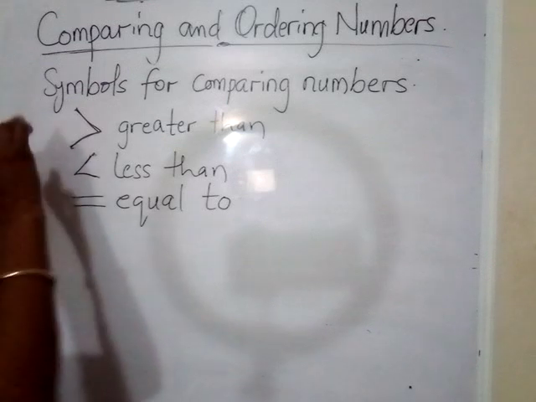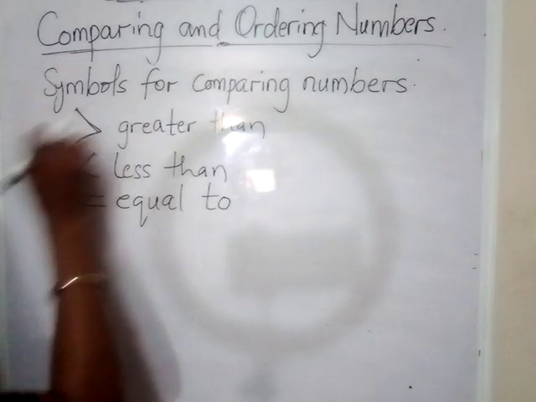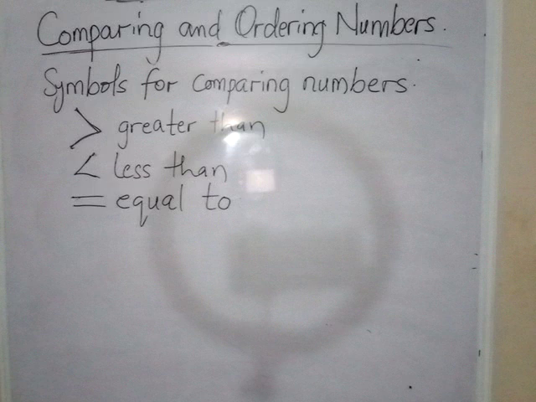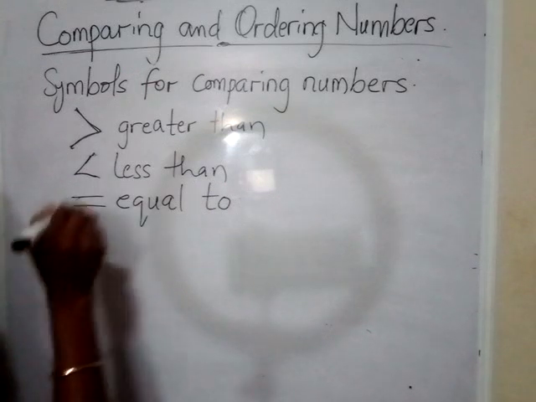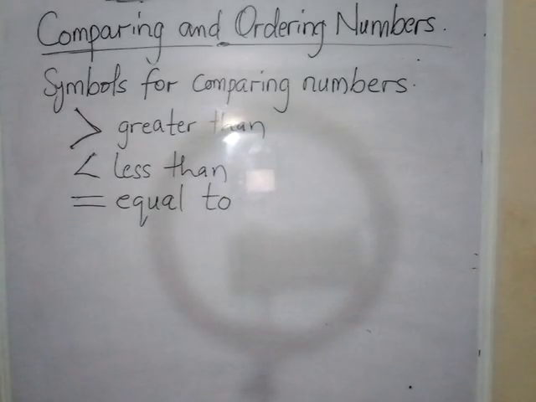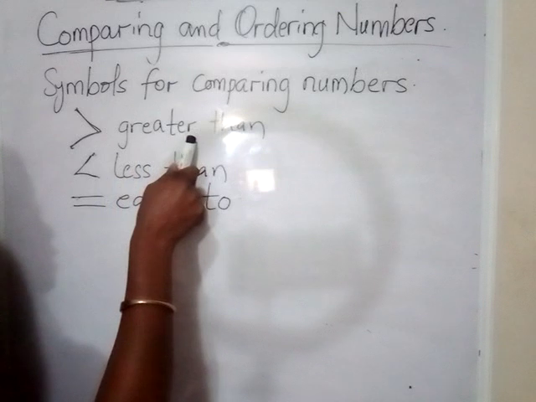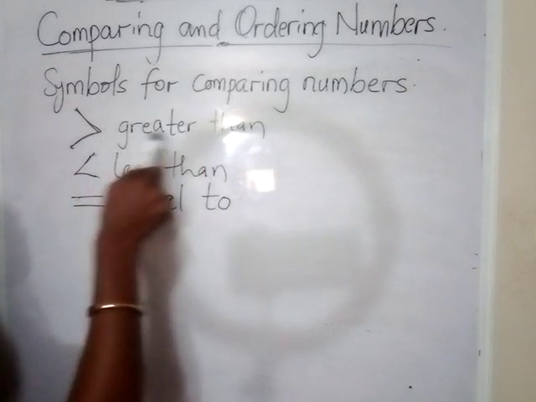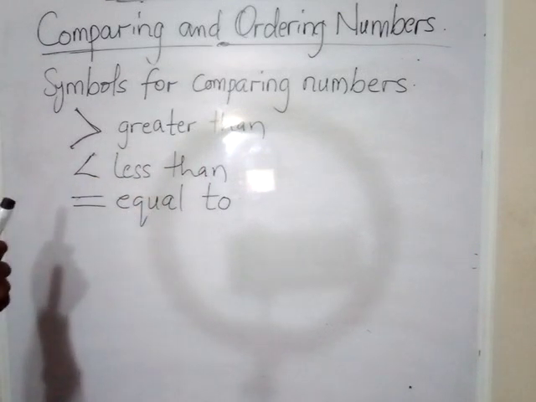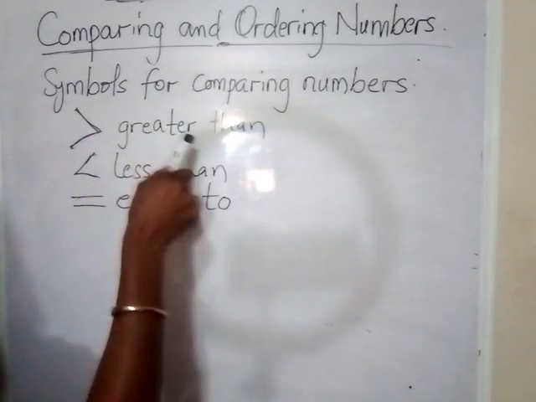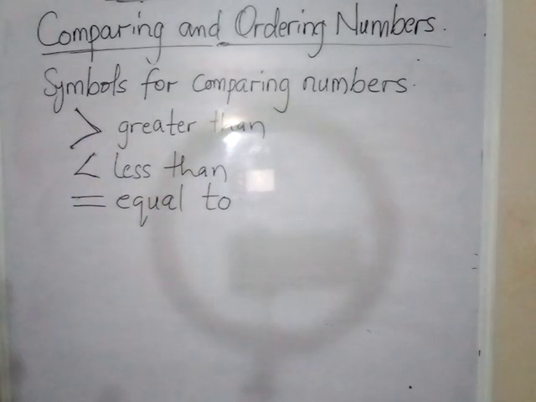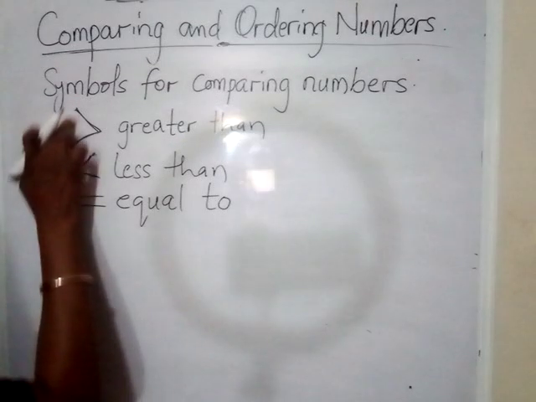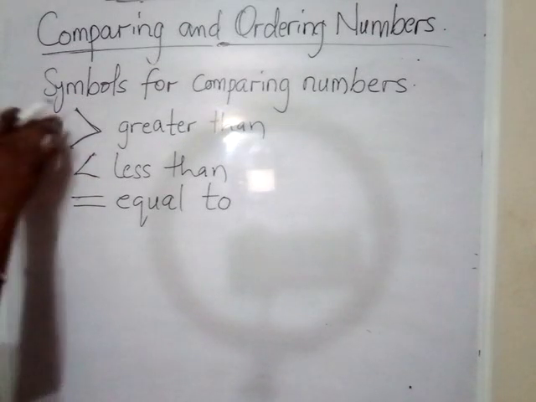It looks like the mouth of a crocodile that is open. And we'll always say that the greedy crocodile always goes for the larger number. What do we mean by larger? Larger is the same thing as greater, and it's the same thing as bigger. The crocodile always goes for the bigger number. That's why they say it's greedy. You know, it's always looking for the bigger number to eat. So the mouth of the crocodile opens to the bigger number.